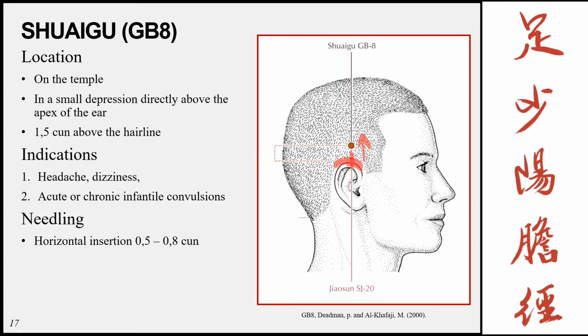This point can be used locally for headache and dizziness, or it can be used for acute or chronic infantile convulsions. Our insertion is once again horizontal, 0.5 to 0.8 tsun.